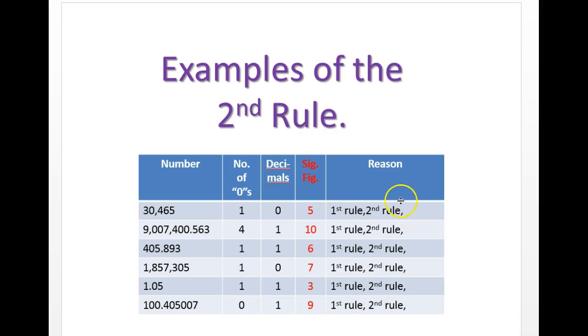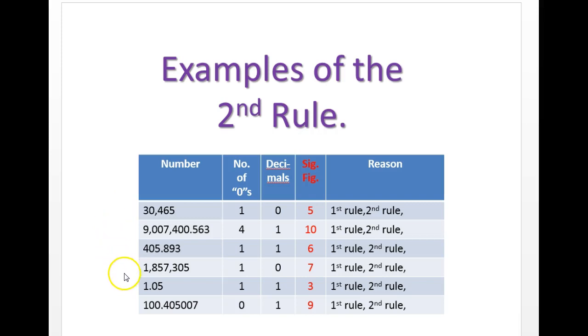Here you can see that the first rule is always available, because it is a part of that determination. Let's look at the first one. The first rule says that all non-zero numbers are significant, so in this case you have four non-zero numbers. But the second rule says that if the zero is between two non-zero numbers, that zero has to be counted. So we will have to count the zero, so that gives six significant figures.